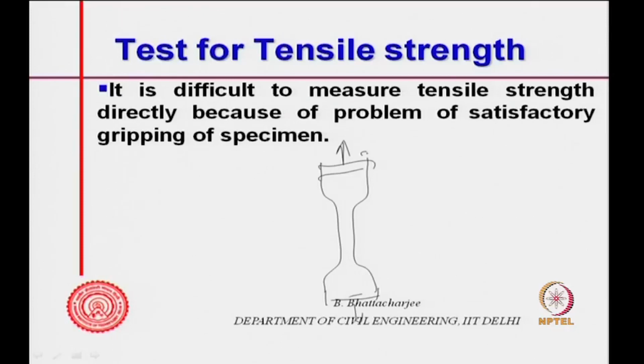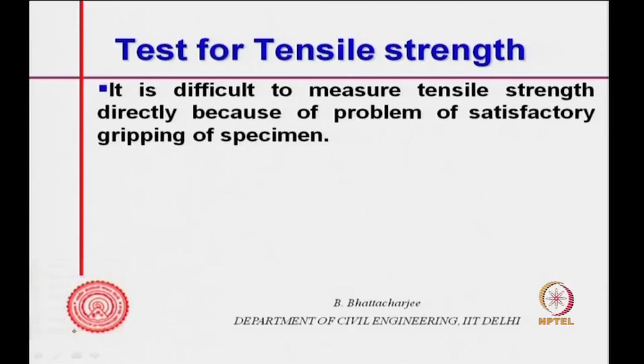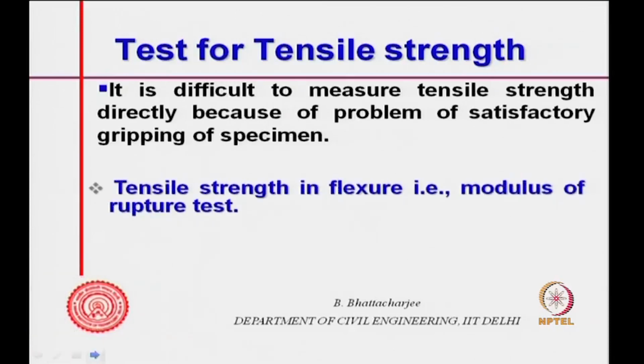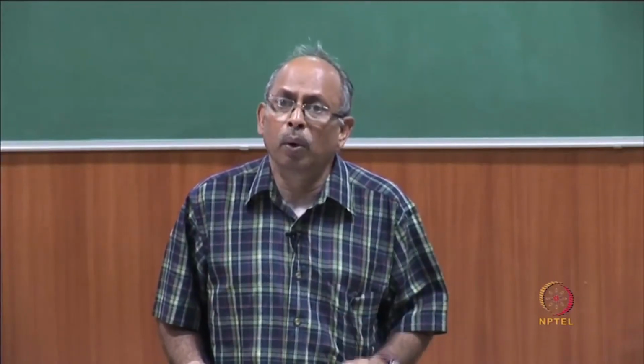If there is any horizontal load, any moment or anything of that kind coming in, that can create problems and cause it to fail here, which may not be a tensile failure. So, there is some amount of complication involved. Therefore, this test is not a preferred test for concrete tensile strength, and direct tensile strength is rarely used. Since we have a better or easier method, we use that.